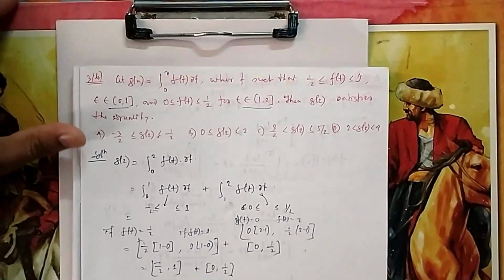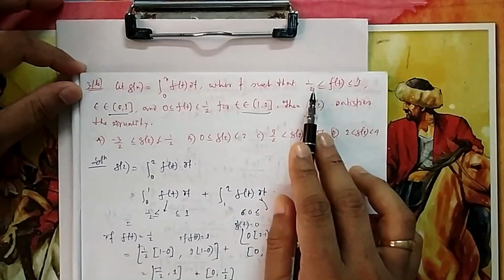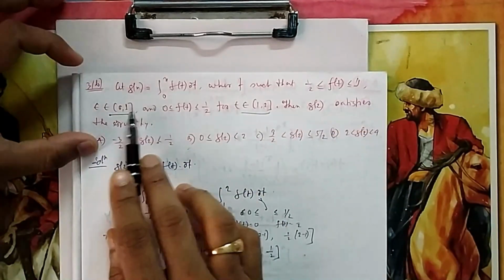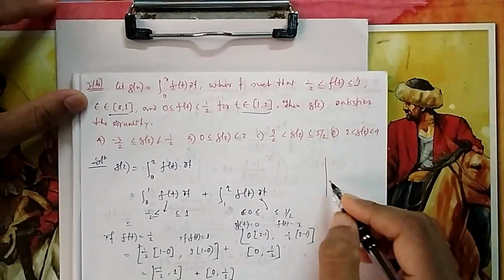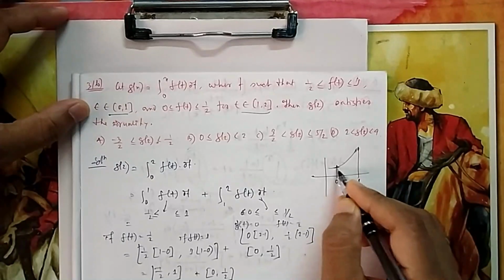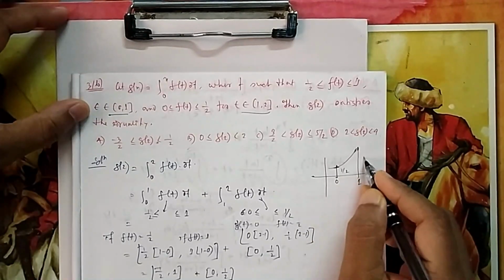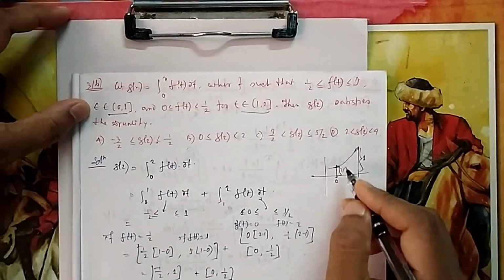Now if you come to question 3b, g(x) is the integral from 0 to x of f(t) dt, where f(t) is between half and 1 for t between 0 and 1, so the function output is between half and 1. What is the meaning of this? Suppose t is from 0 to 1, and the function value here is half and here it is 1. So this output is between half and 1. It can be any shape; I am just doing the simplest shape.